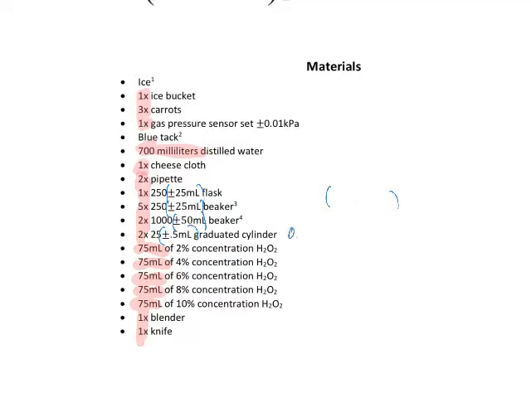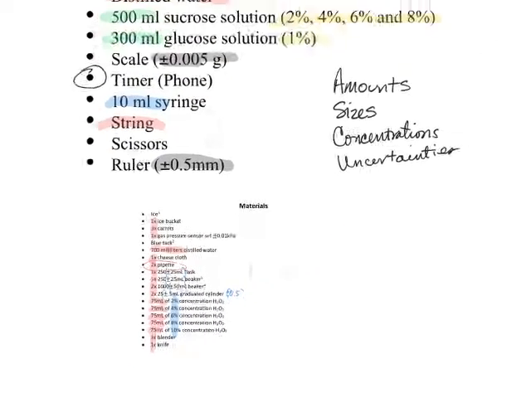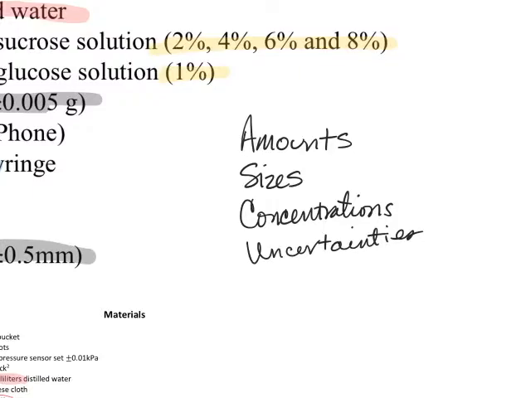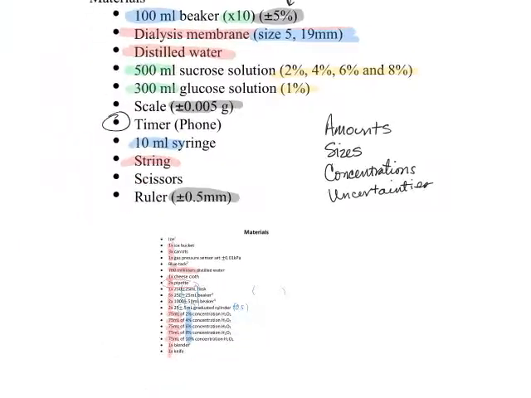Okay, and this one should be 0.5 uncertainty. They give us the concentrations right here, which is fantastic. They give us all of that. The only thing I see that's not quite right is they didn't tell us the size of the pipette, which does have a size. Other than that, it looks pretty good. So when you are making your materials list, remember to include these things: amount, sizes, concentrations, and uncertainties.